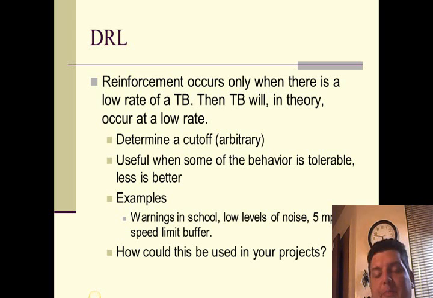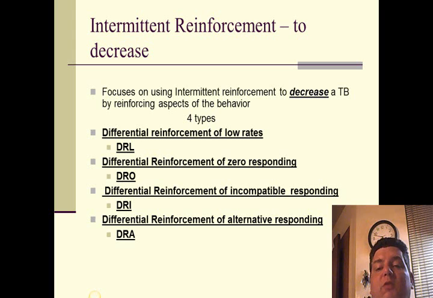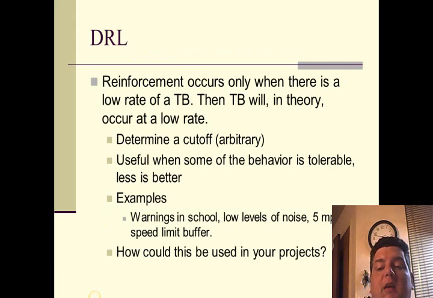So let's look at DRL. Differential reinforcement of low rates only occurs when there's a low rate of the target behavior. Then the target behavior will, in theory, occur at a low rate. Some examples of this is if you tell your children that they can go home and play with their toys, but that they need to not make a lot of noise. They can play with their toys as long as there's not a lot of noise. When you tell someone that they can have caffeine if they're trying to cut back on caffeine, but they can have low amounts of it.